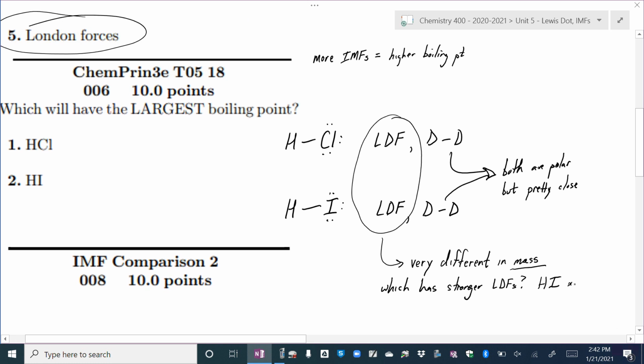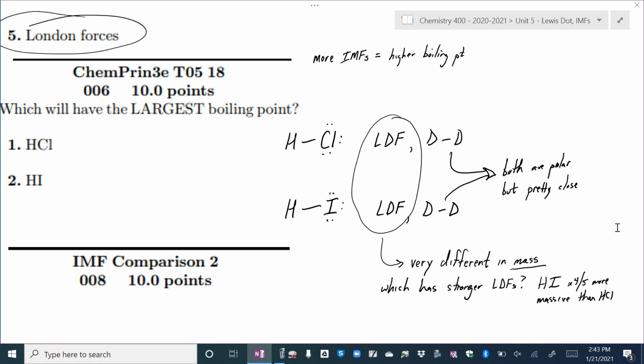Why is that the case? Well, it's about 4 to 5 times more massive than HCl. If you look at the periodic table, iodine has a mass of like 129, where chlorine has a mass of about 35. So that's about 4 to 5 times more mass. That's a pretty significant difference, so that's where the difference lies.